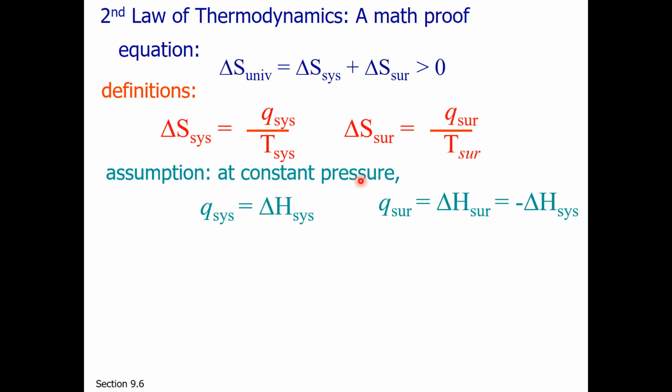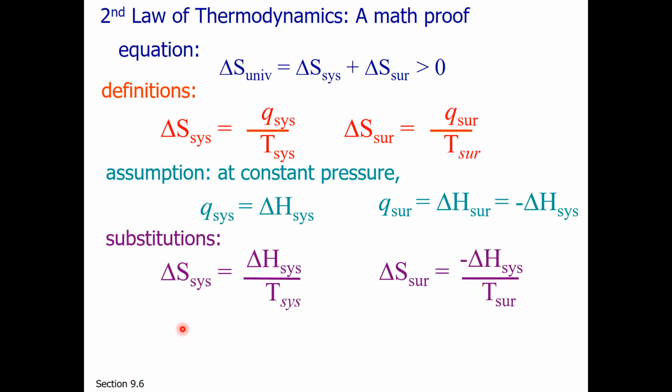If we are at constant pressure, then the heat of the system is equal to the enthalpy change of the system, and the heat of the surroundings is equal to the negative enthalpy change of the system. So our substitutions are going to be, for delta S system, we will use the enthalpy change of the system divided by the temperature of the system. And for the entropy change of the surroundings, we will use the negative enthalpy change of the system divided by the temperature of the surroundings.